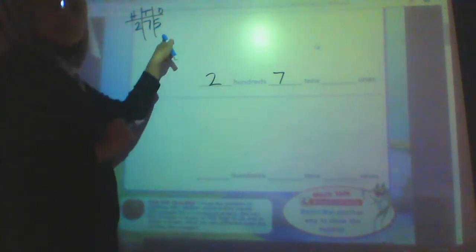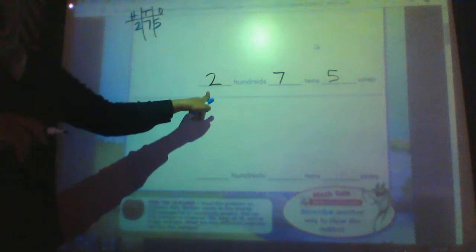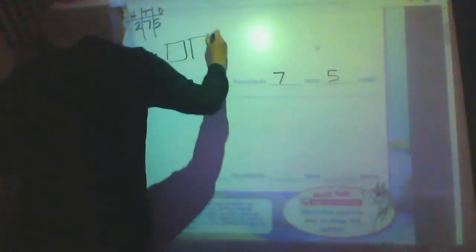Okay, and how many ones do we have? 5 ones. Very good. So if the 275, if the boxes are 100, then how many boxes are we going to draw? 2 boxes. If the bags are 10s, then how many bags are we going to draw? 7. Very good. 7 bags. So go ahead and draw 7 bags.